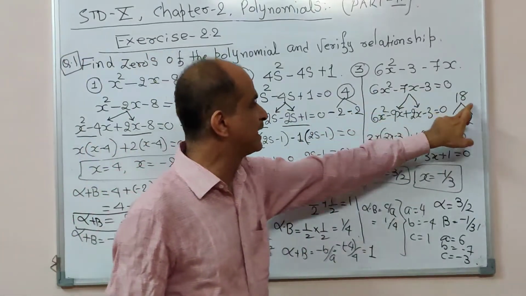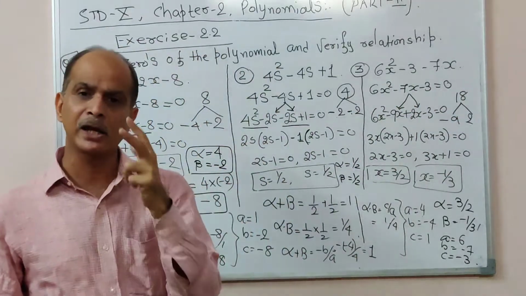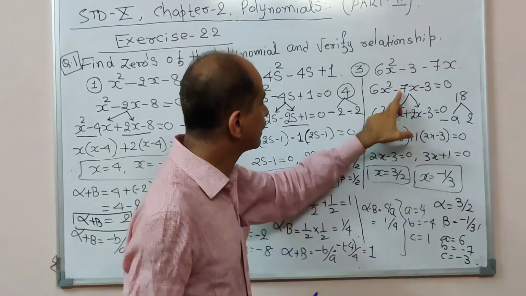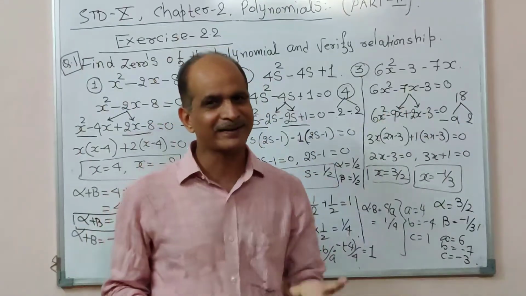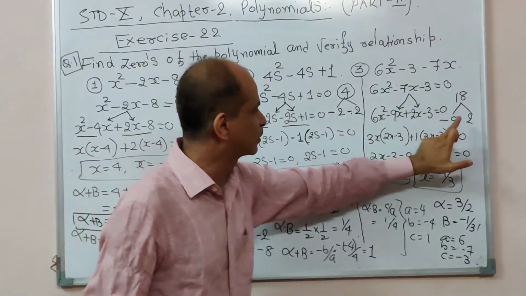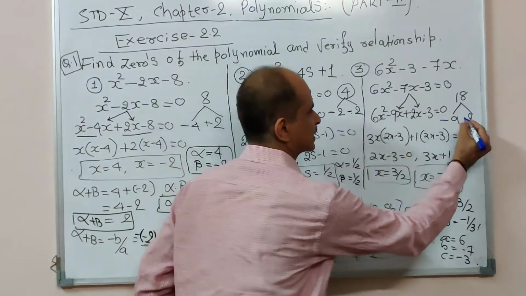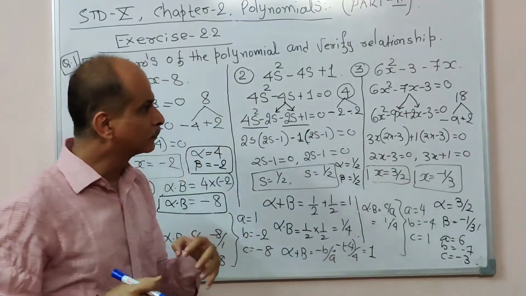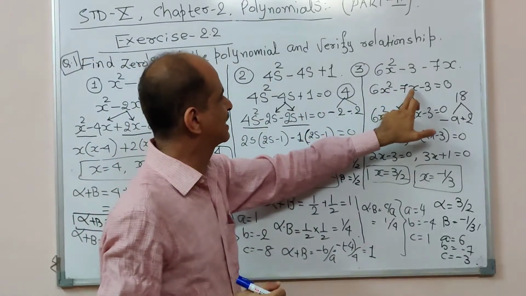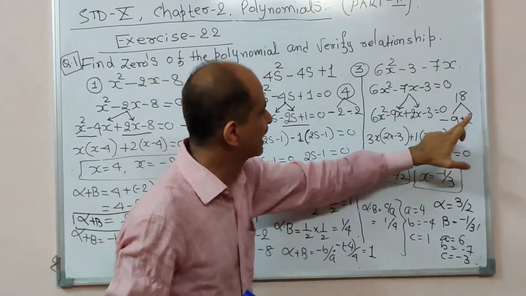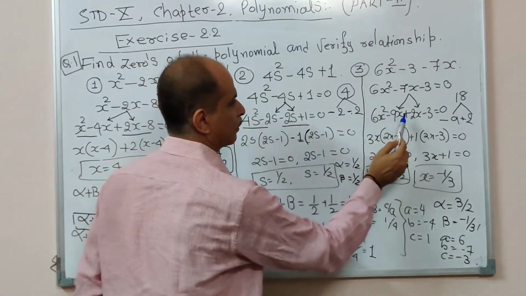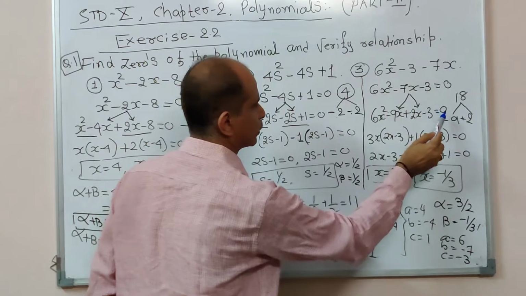6 threes are 18, so you have to factorize 18 into two parts. How to identify these two parts? The middle term should be minus 7. So you can factorize: 9 twos are 18. Minus into plus is minus. So minus 9 plus 2 becomes the two factors of 18. So in place of minus 7x, write down minus 9x and plus 2x. So 6x square minus 9x plus 2x minus 3 is equal to 0.